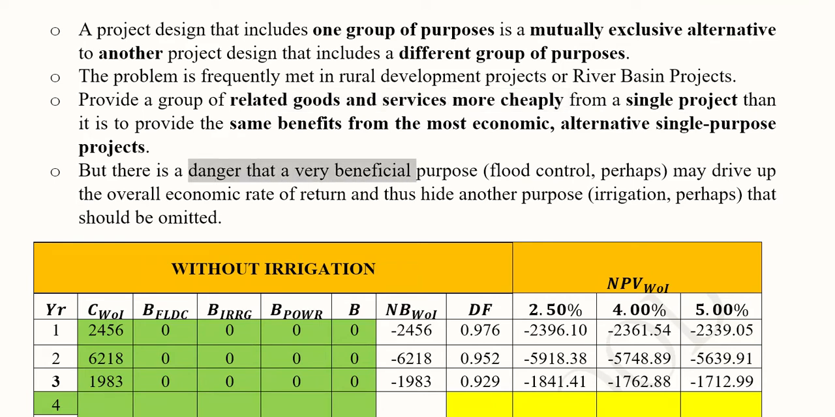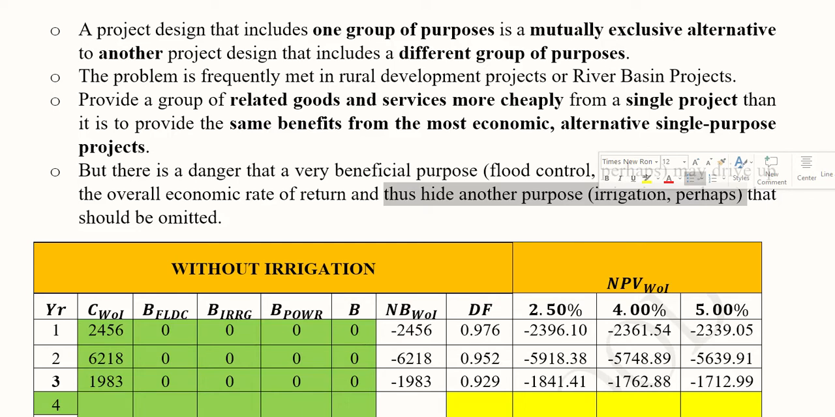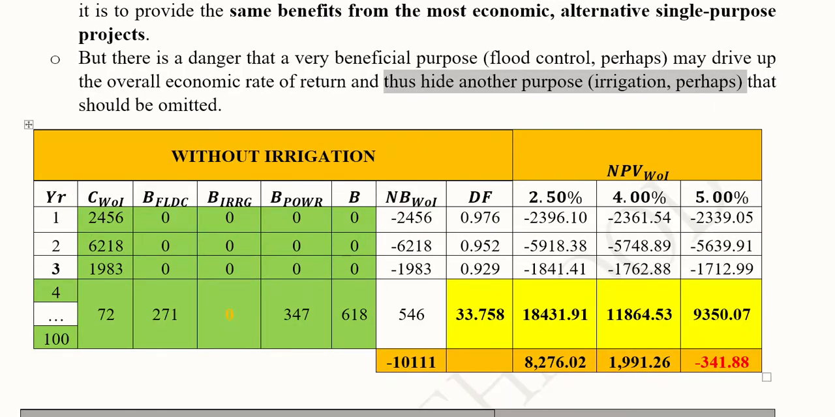There is a danger for many beneficial purposes to get overlooked. For example, flood control is a long-term objective that might be overlooked if we are focusing on short-term objectives. So long-term objectives should also be included, and a multiple purpose project should also try to include the long-term objectives. And when this happens, the overall economic return and thus other benefits or objectives can also be omitted, for example irrigation, etc. So let us consider an example that will make this clear.